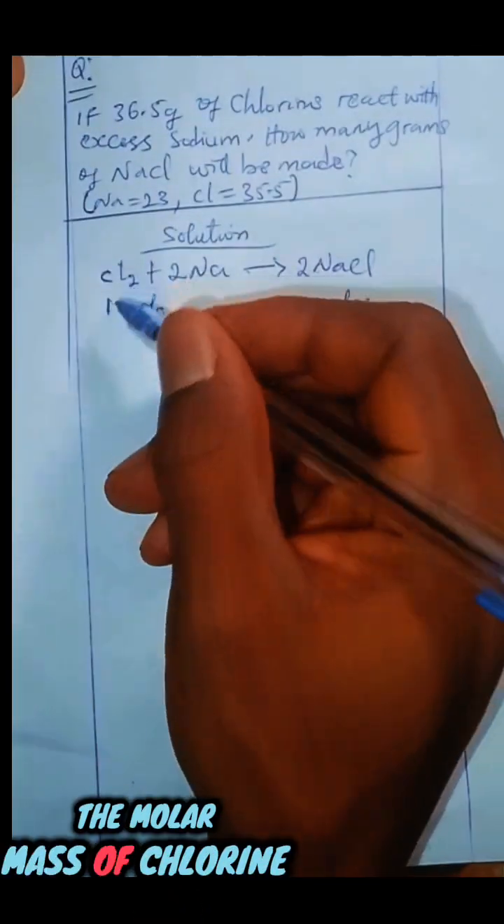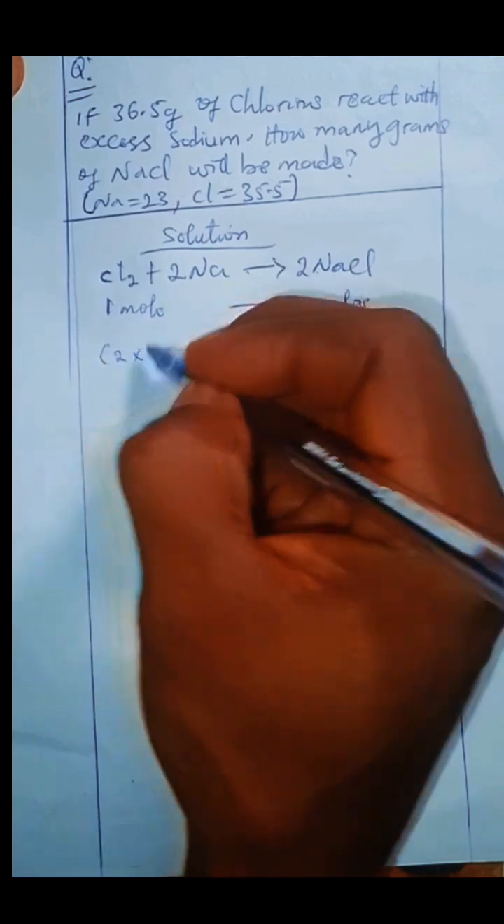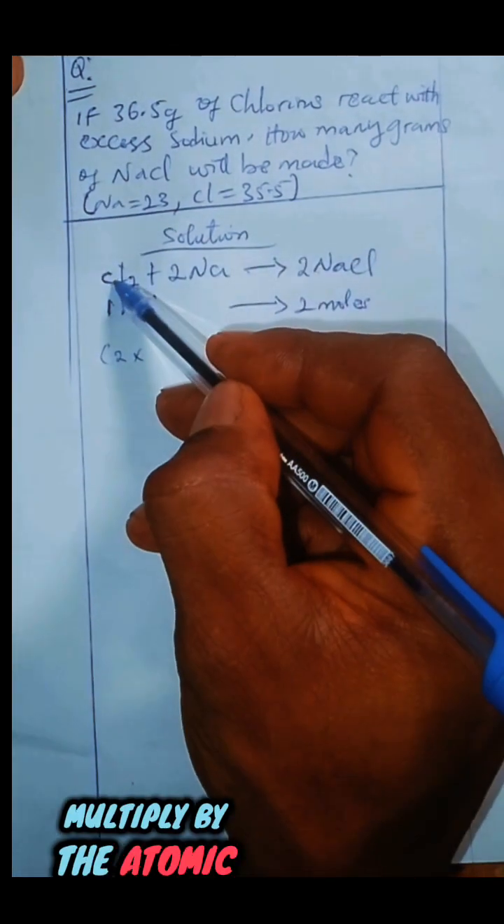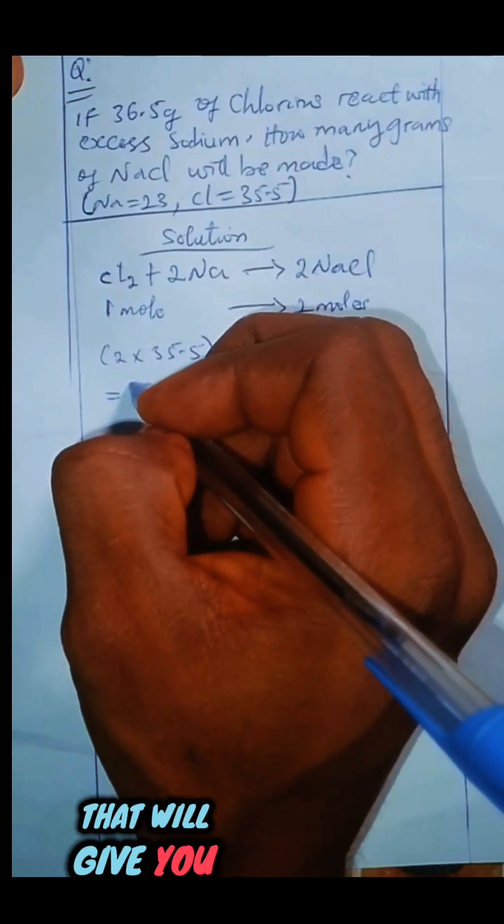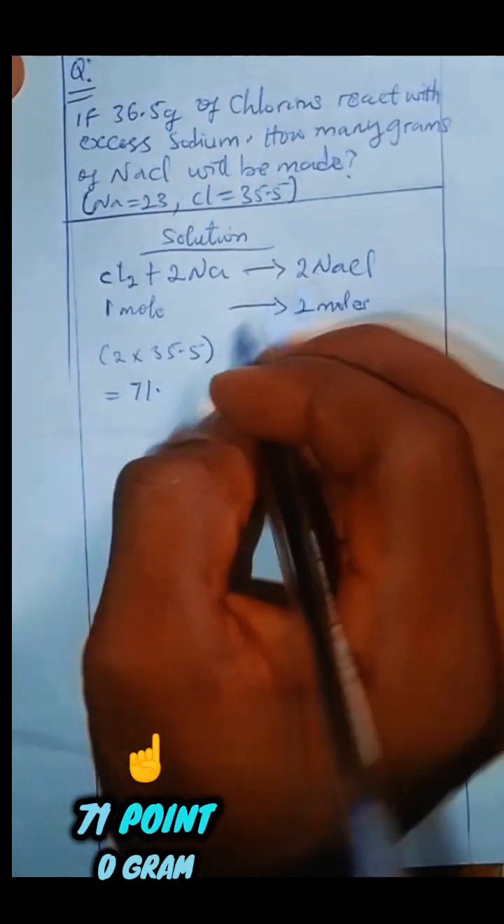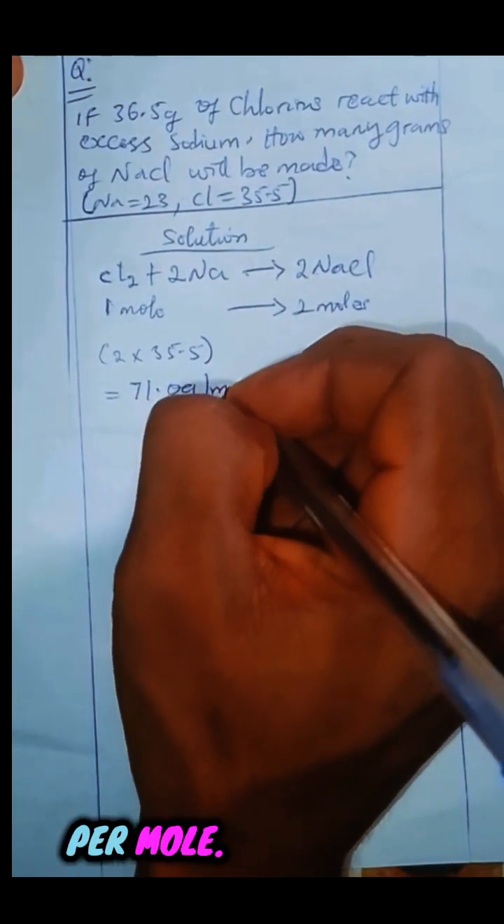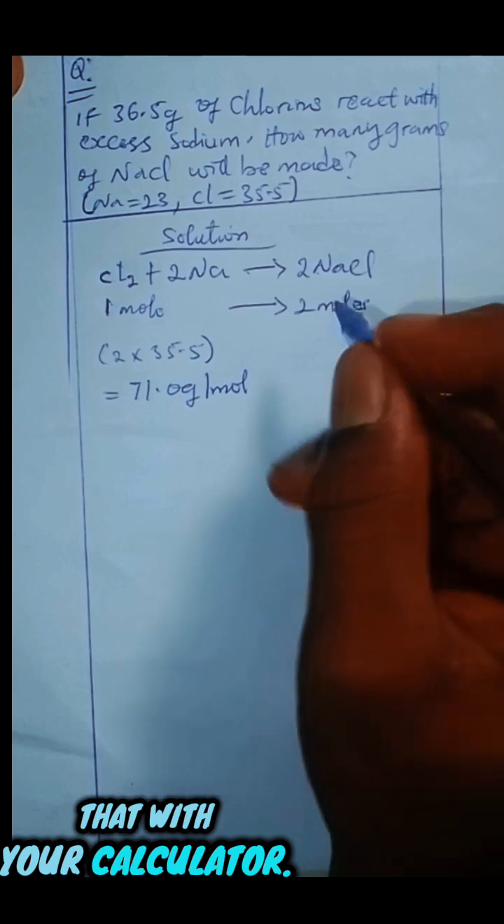The molar mass of chlorine is 2 multiplied by the atomic mass of chlorine, which is 35.5. That will give you 71.0 gram per mole. So you can confirm that with your calculator.